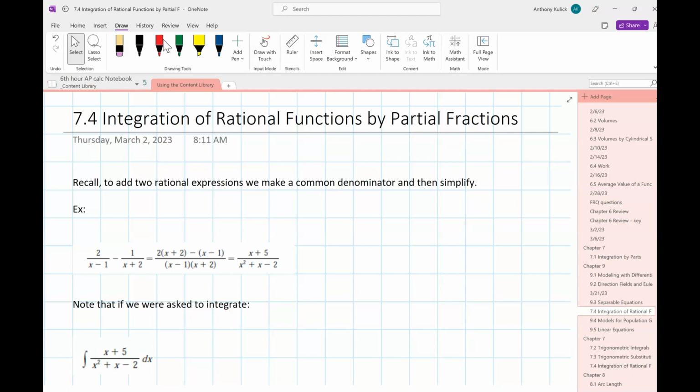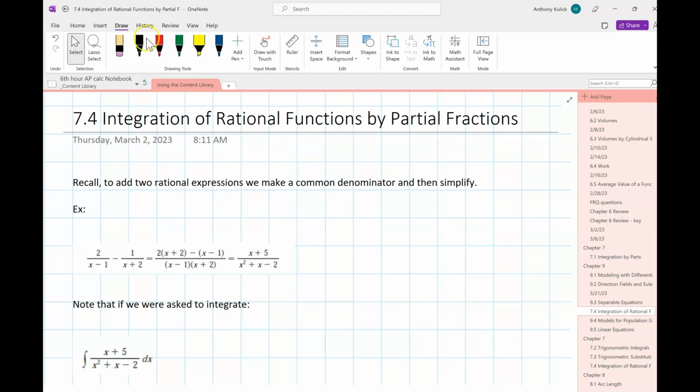More often than not, you could get away with just doing that. We saw that if I have a constant in the numerator and a quadratic in the denominator, I might be able to cram this into a tan inverse or a sine inverse with a u sub. But what about any rational function in general? Something like (x + 5)/(x² + x − 2).